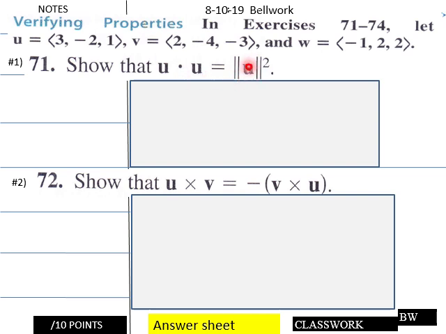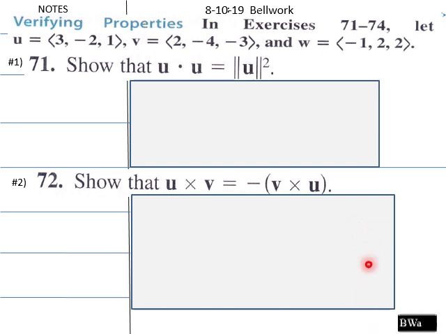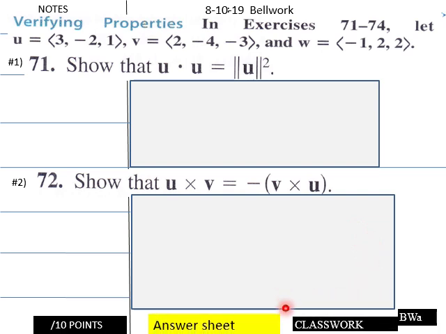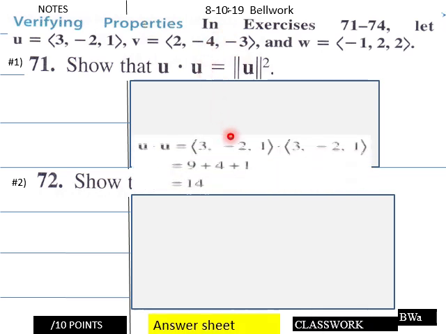equals the directional vector squared. And then down here, show that u times v equals the negative of v times u. So prove these situations up here. Show that this equals that, and then this equals that in this space here. Give your students about 5 to 6 minutes, teachers. Pause your video for 5 or 6 minutes. Okay, welcome back everybody for today's solutions to the bell work.